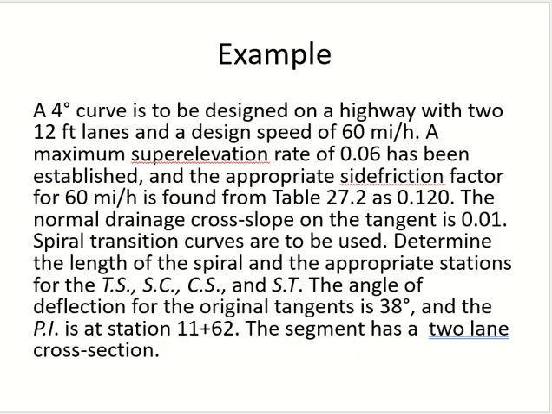Okay, you have a 4-degree curve and 12 feet lanes. We have 2 lanes. The speed is given, and the maximum super elevation is given. For this speed, the friction factor is this much; we have a table for that. The normal slope of the road is 1%. They are saying we will provide this with a spiral curve, so give us the points of the spiral curve: the start point, the end point, and so on. The point of intersection is given and the deflection angle is given.